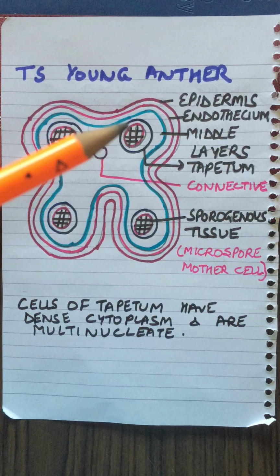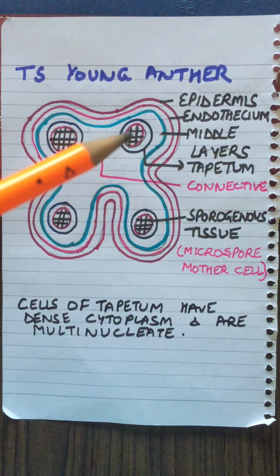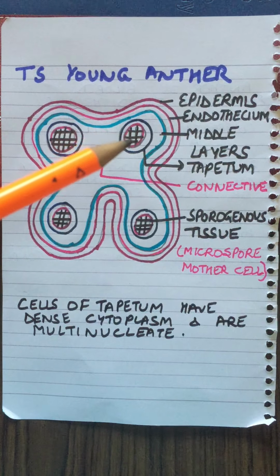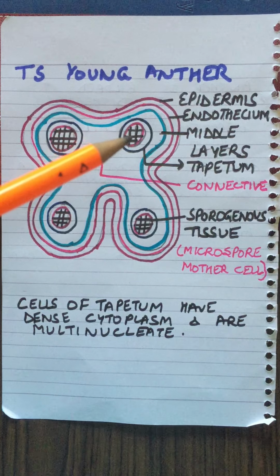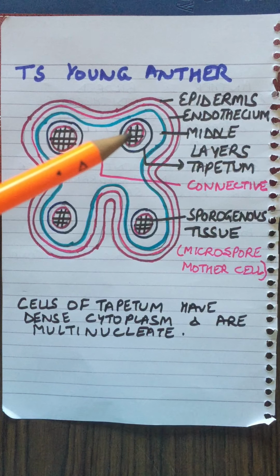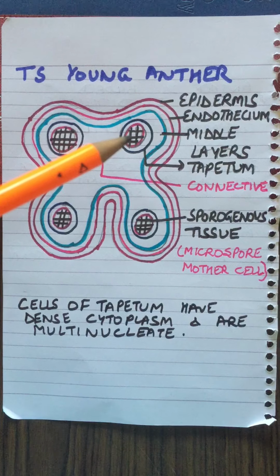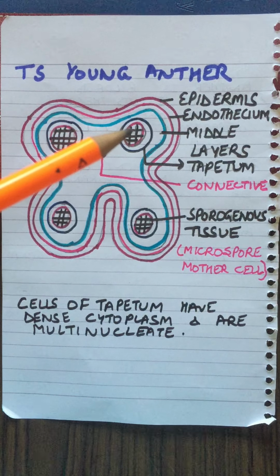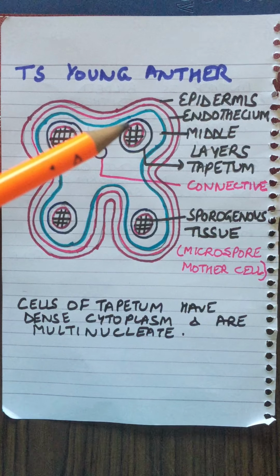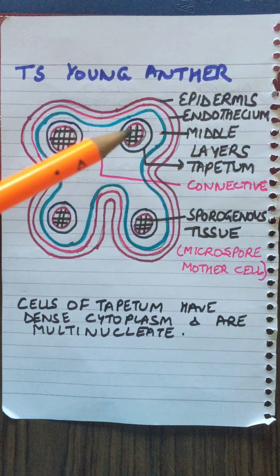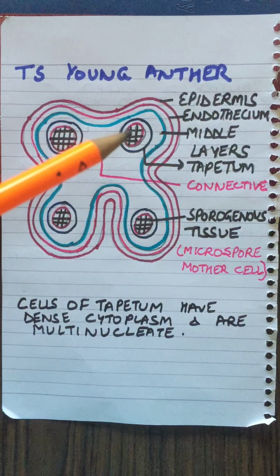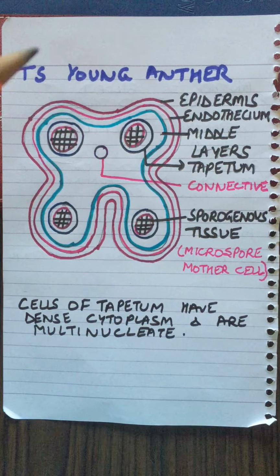Each microsporangium has sporogenous tissue. You can see these boxes; these boxes are all filled with cells. So we can say sporogenous tissue, and each cell of the sporogenous tissue behaves as a microspore mother cell. As I already told you, mother cells means diploid. So these microspore mother cells are diploid in nature.